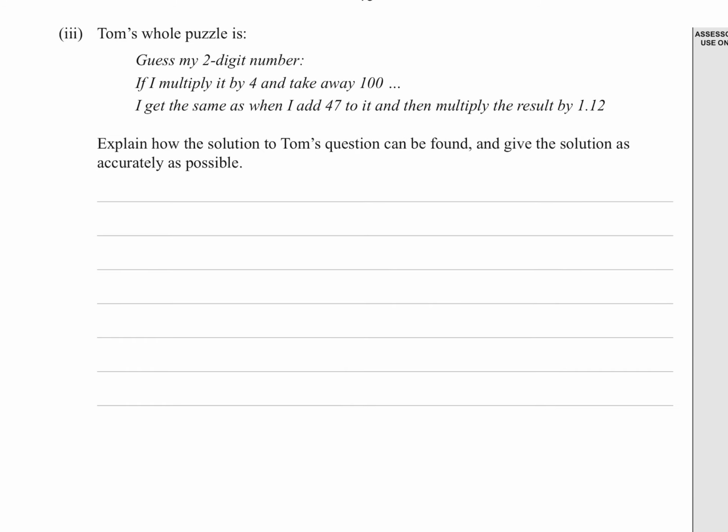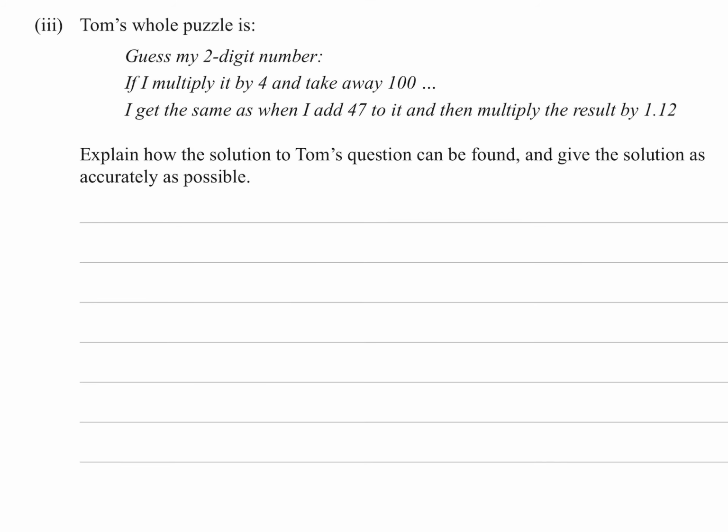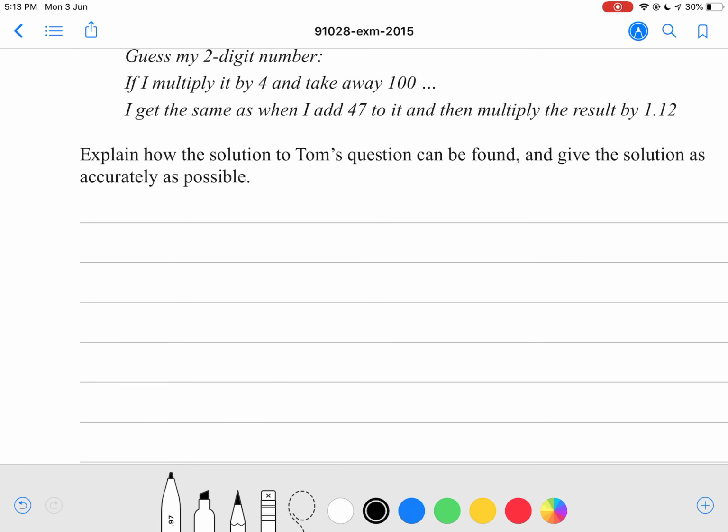Tom's whole puzzle is guess my two-digit number. If I multiply it by 4 and take away 100, I get the same as when I add 47 to it and then multiply the result by 1.12. Explain how the solution to Tom's question can be found and give the solution as accurately as possible. So basically, to find the solution, you have to use a little bit of algebra.